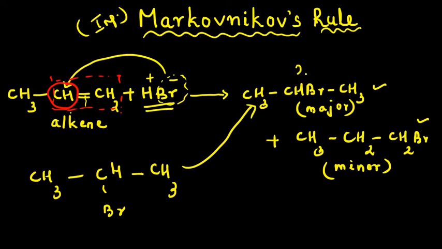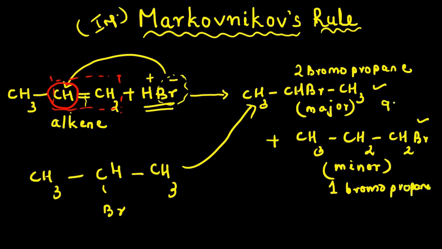What is the name of this product? It is 2-bromopropane. And similarly there will also be a minor product, which is 1-bromopropane. So if 2-bromopropane is formed in 90%, 1-bromopropane will be only 10%. The major product formed is 2-bromopropane, which is formed by the addition of the negative part of the reagent to the carbon carrying the lesser number of hydrogen atoms.